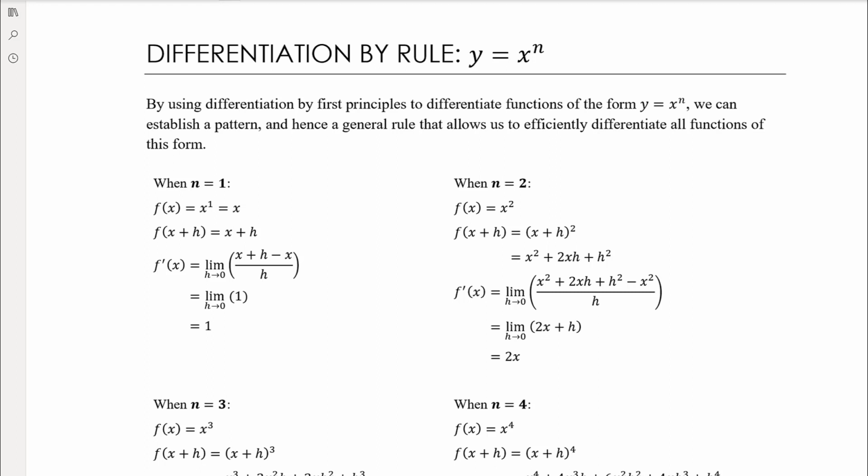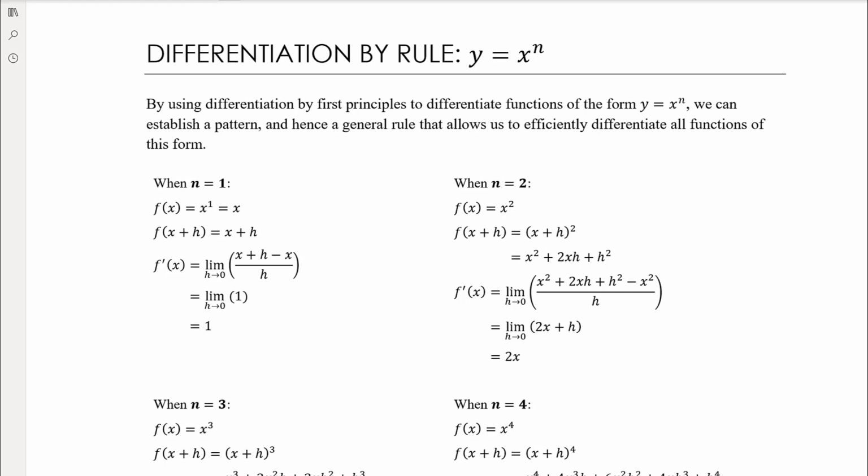Okay, so in this video we want to start to move into being able to differentiate by rule. That is, not needing to differentiate by first principles, but being able to rely on a series of rules for the various functions that we work with. So today we want to focus on the rule for differentiating functions of the form y equals x to the power of n. Now I'm sure this will be familiar, and a number of you will recall this from last year.